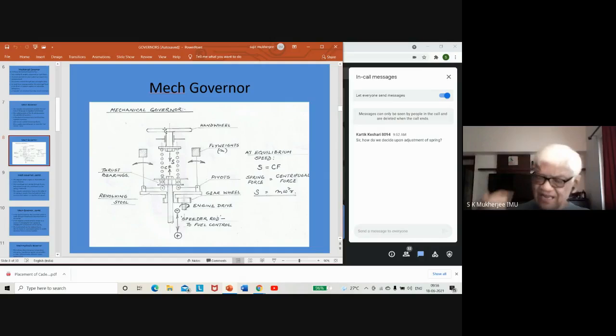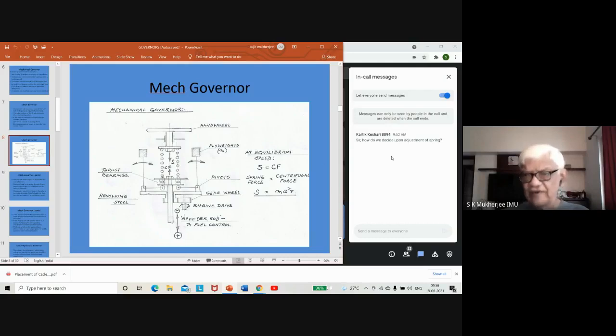The bridge and engine room control room have the same controls. Only thing, it is bypassed from the control room to the bridge, or it is bypassed from the bridge to the control room. It's like that. So you can switch over to control room or you can switch over to bridge. Ultimately, what signals are being sent to the governor is the same.